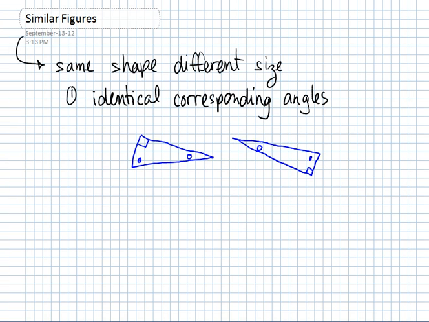So for example, these two triangles are similar because they both have a 90-degree angle there, and the big angle is equal to the dot, and the small angle obviously is equal to the little circle there. Okay, so the corresponding angles are the same. It also applies to quadrilaterals or polygons of more than 4 sides, so long as the corresponding angles are equal.